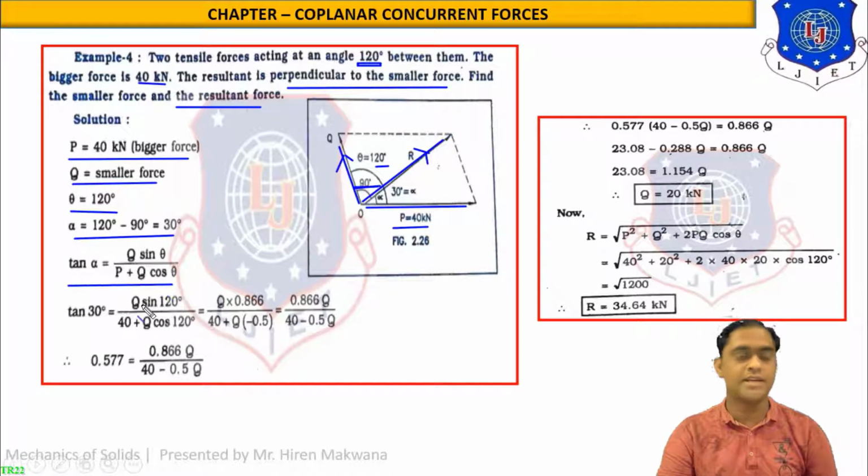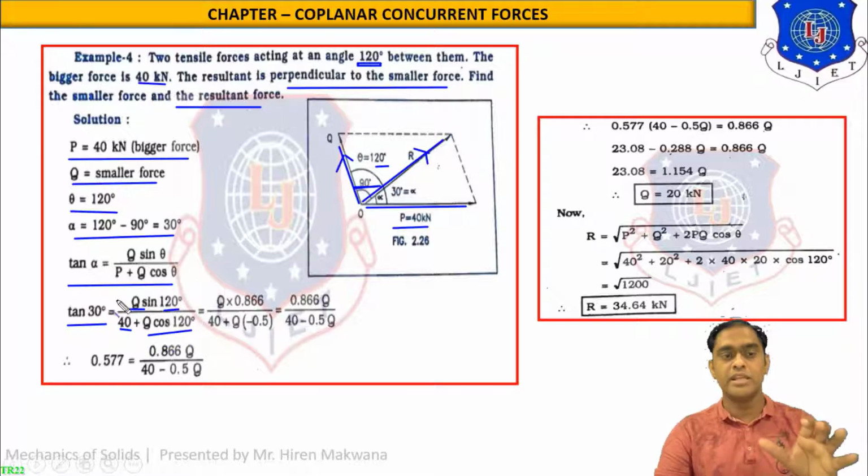So what is tan alpha? It is equal to Q sin theta upon P plus Q cos theta. What values are available to you? Alpha is 30 degrees. Q is unknown, we have to find. Theta is equal to 120 degrees. From the figure you can see over here, theta is equal to 120 degrees. P is given in the figure, 40, and again theta will be 120. So in this formula, force Q is the only missing value.